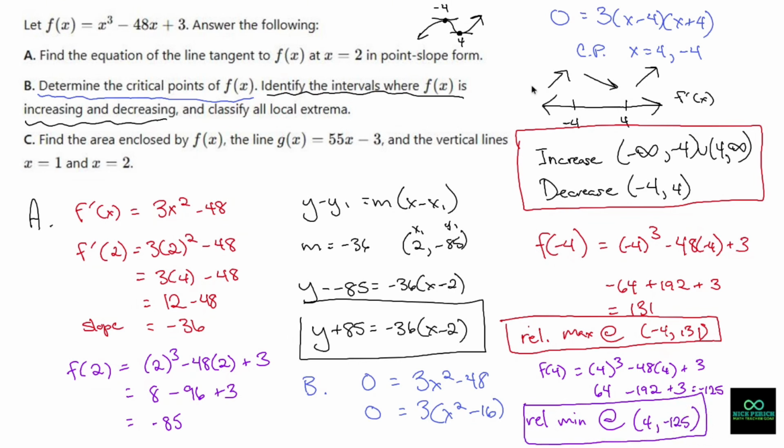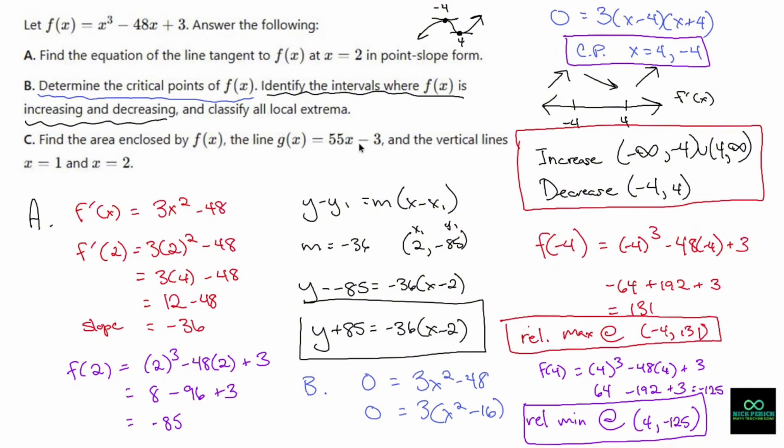All right, so we conquered all the beasts of part B. Part B: determine the critical points. There you is. Identify the intervals where f of x is increasing or decreasing. There you is. Classify the local extrema, also known as relative extrema. There you is. There you all is.